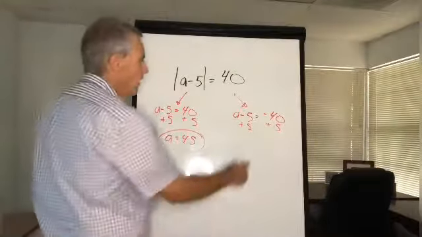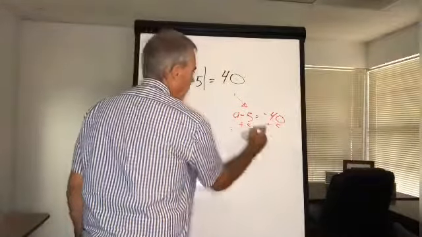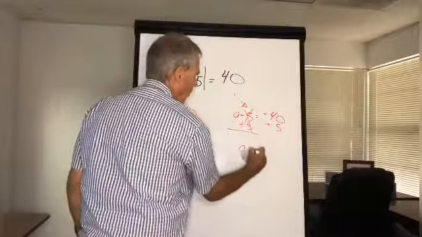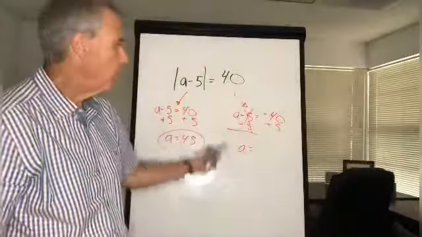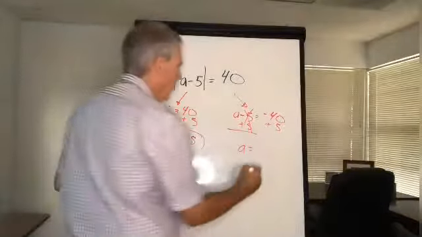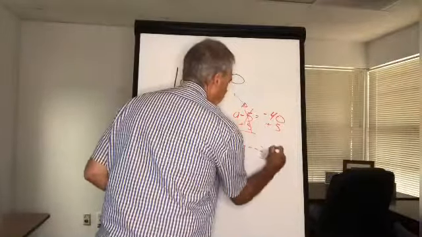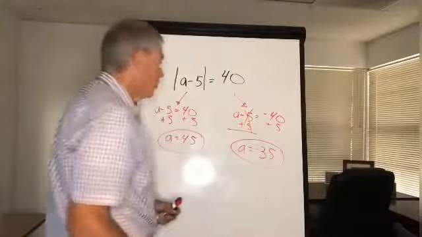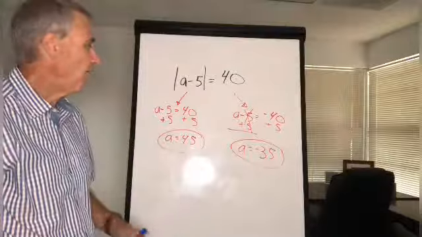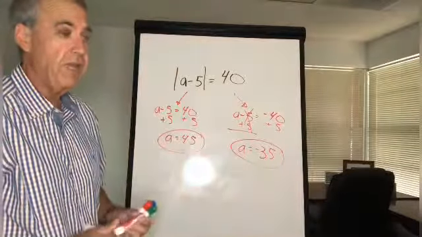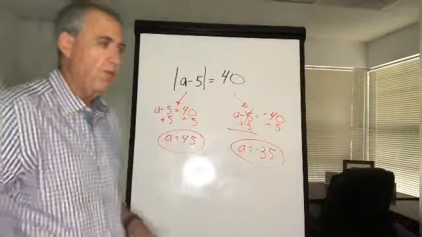Okay, so go in your calculator and go 40, then hit the negative button, and then go plus 5. And you will get a negative 35. And those are our two answers. We need both. A is equal to 45. A is also equal to negative 35. Two answers for the price of one.